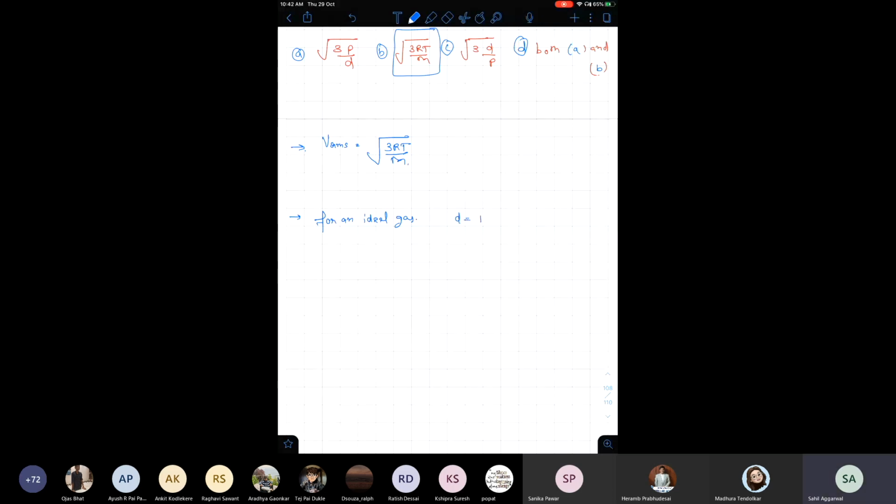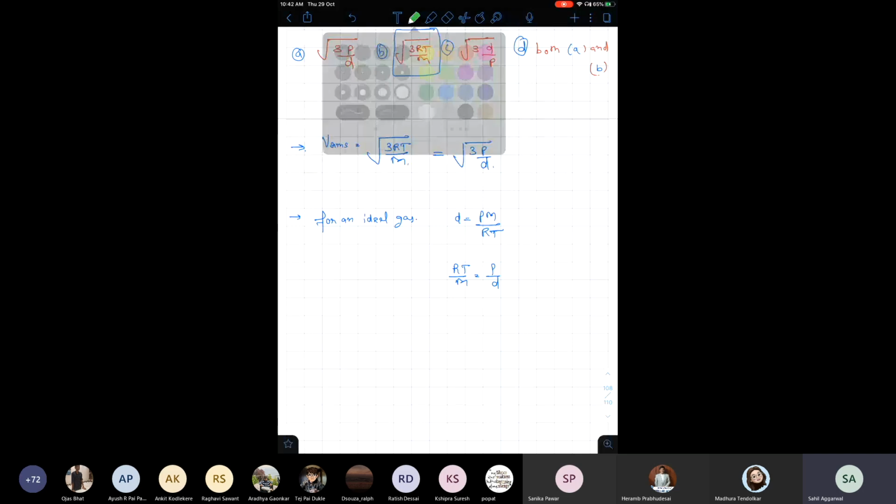D is equal to PM by RT. So RT by M will be equal to P by D. So root 3 RT by M will also be equal to root 3 P by D. तो इसीलिए इसका आंसर हो जाएगा D ऑप्शन.